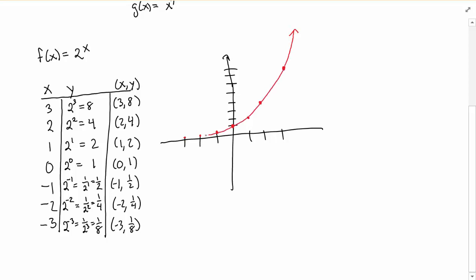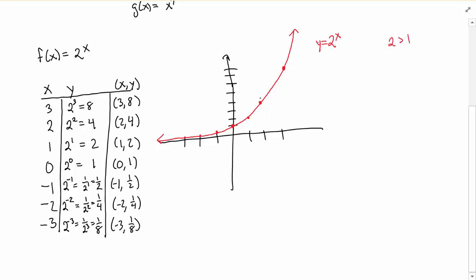And then it's going to get closer and closer to 0, but it's never going to get there because you're just dividing by a bigger and bigger number. So this is the graph of what y is equal to 2 to the x looks like. It's an exponential function. You'll see that 2, the base of that exponential function, is bigger than 1.